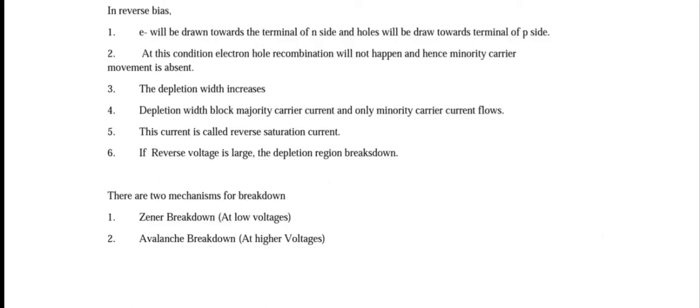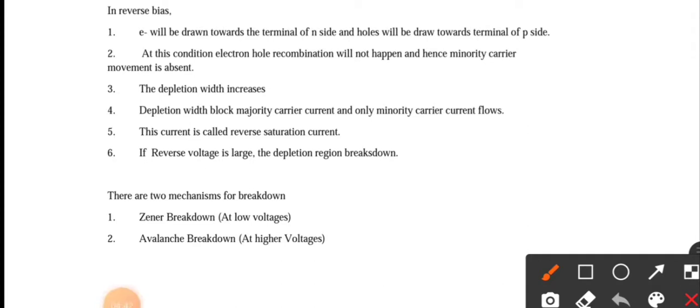Okay, so in reverse bias, what all things will happen? Once again we will rewind that. Under reverse bias, the electrons will be drawn towards the terminal of the N side and holes will be drawn towards the terminal of the P side. So this is our PN junction.